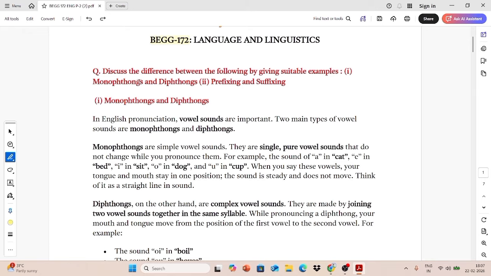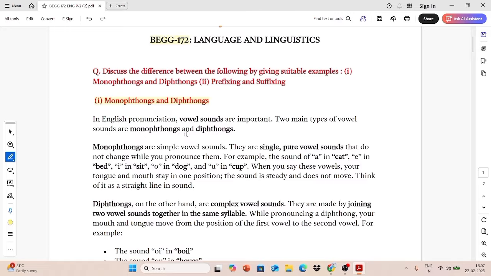Okay, let's start with today's questions. So the first question is, discuss the difference between the following by giving suitable examples: monophthongs and diphthongs, prefixing and suffixing. So first let us understand what are monophthongs and diphthongs.